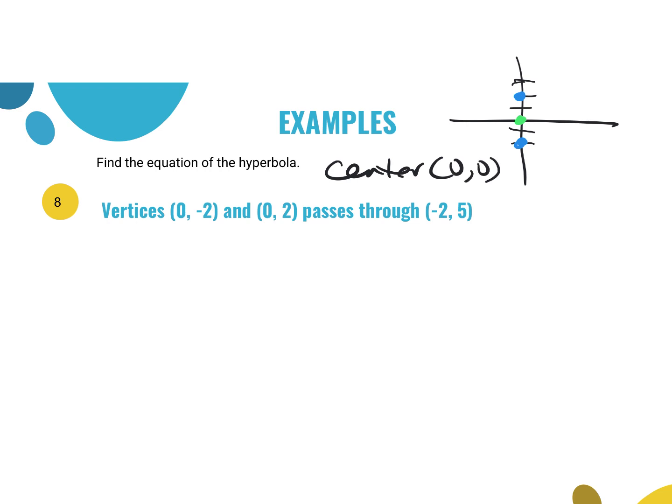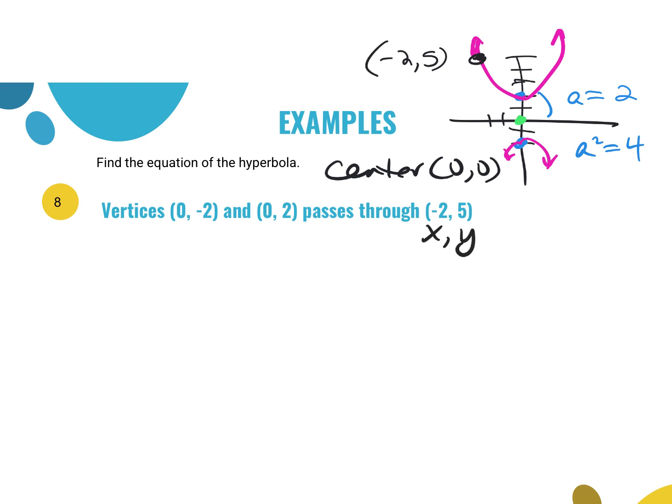And I can get my a value, which is the distance between the center and the vertices. So a is 2, so a squared is 4. And then it says it's passing through this ordered pair of -2, +5. So it's up here. So I know my hyperbola is going to look like this to hit that ordered pair up here of -2, 5. Remember, this is your x, this is your y when they give you an ordered pair.